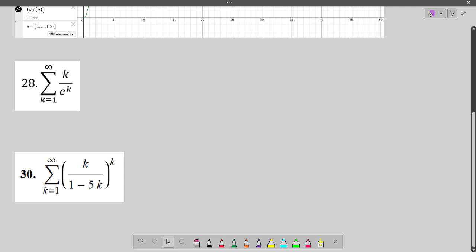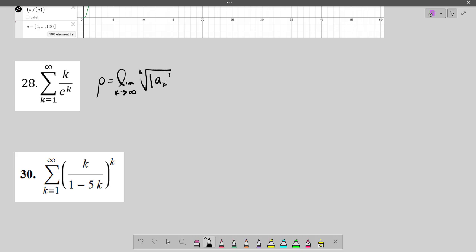So let's go ahead and do this one. So rho for root test will be the limit of the kth root of the absolute value of a sub k. Now this one happens to be positive, so we don't have to deal with the absolute value actually. So we have a limit of the kth root of this. So let's make sure we're careful here. It's not quite as clean as the last one. So we have the kth root.